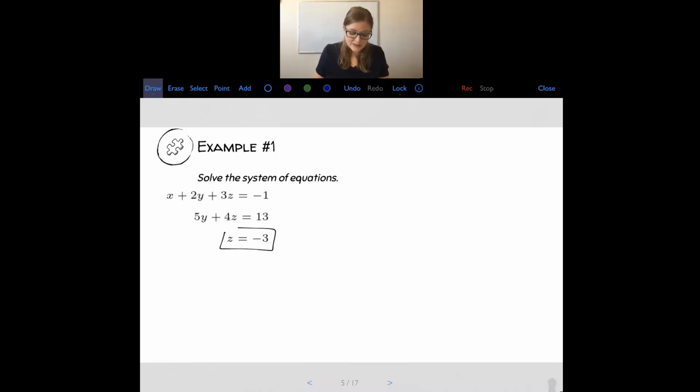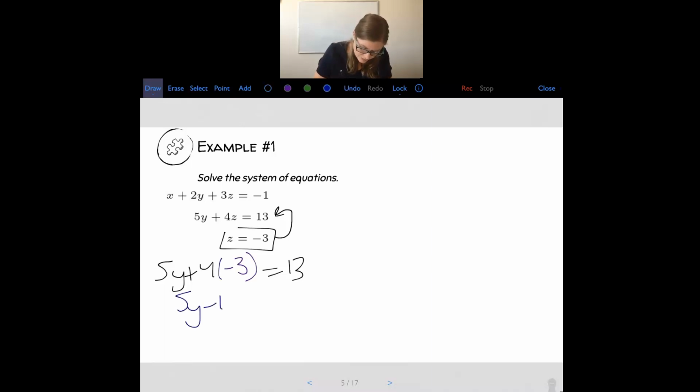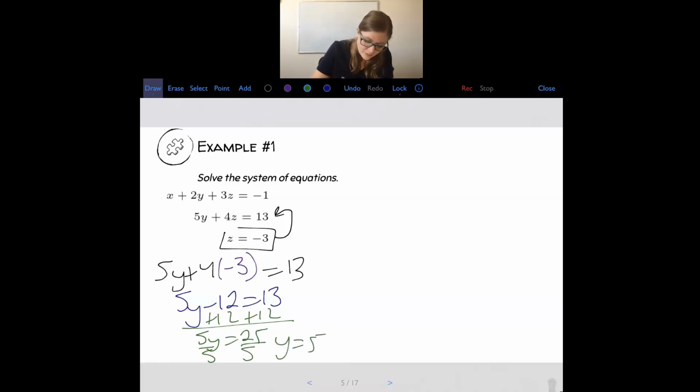So we know that z is equal to -3, so we're going to use back substitution and plug it into our second equation. So we have 5y plus 4 times z, which is -3, equals 13, and then we solve from here. So we have 5y minus 12 equals 13, and we will add 12 to both sides to get 5y equals 25. So 5 times what is 25, or divide both sides by 5 to get y equals 5. Okay, so now we know that y equals 5.